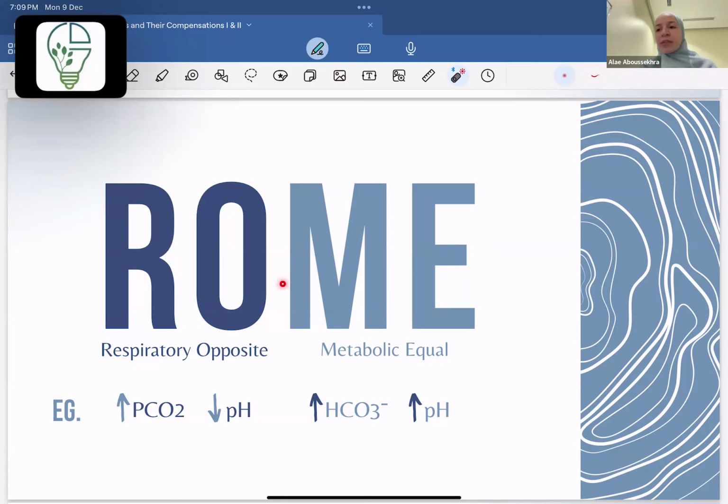Let's look at the other part of it, the MA: metabolic equal. It means that the metabolic change, which we said was caused by bicarbonate, goes in the same direction. If there is an increase in bicarbonate, pH is going to increase. If it decreases, pH is going to decrease. This makes sense because CO2 is an acid, so if it increases, pH decreases. For metabolic equal, if bicarbonate, which is a base, increases, then pH is going to increase. Just think about it logically.